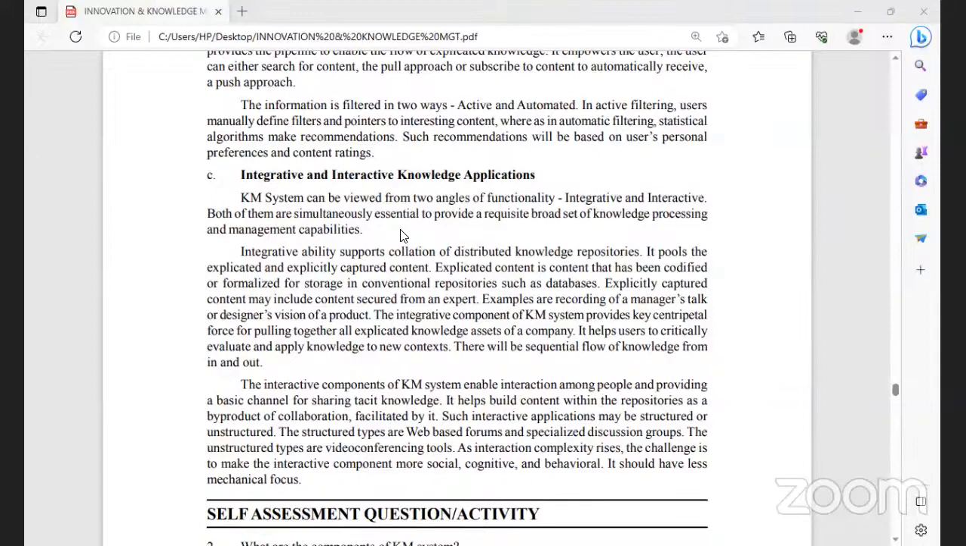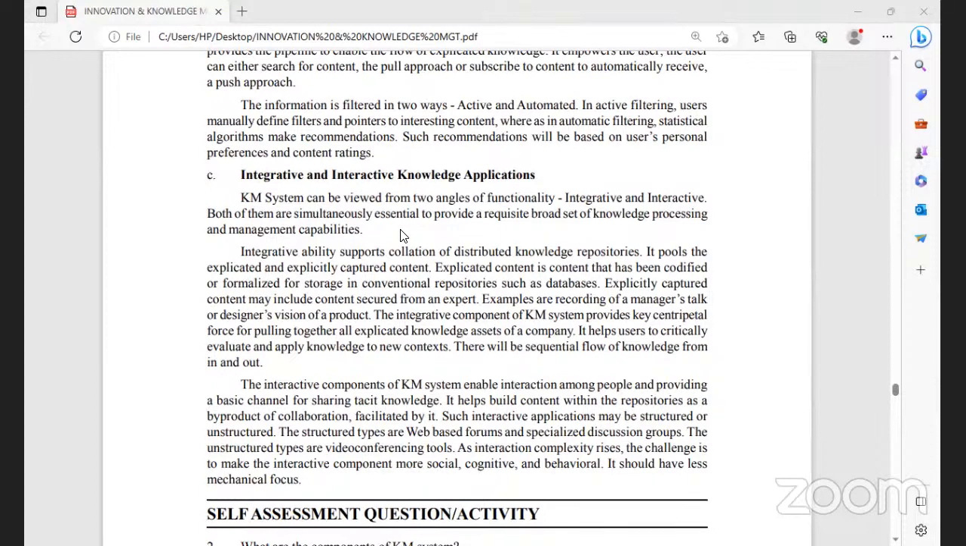Explicitly captured content may include content secured from an expert. An example is recording a manager's talk or a designer's vision of a product. Means an engineer is designing a semiconductor product. That is relating to integrative and interactive knowledge application.